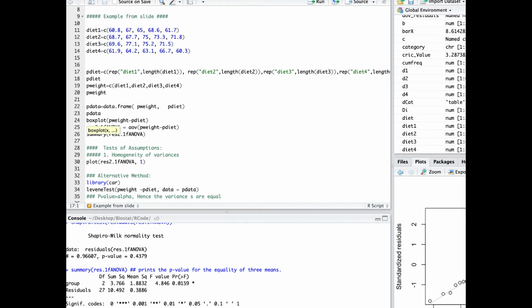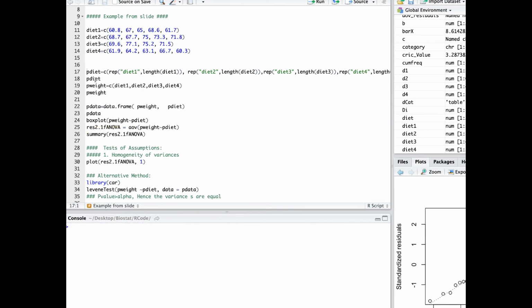So how do I do that? Look at that, P diet, that is the pig diet, okay? For the pig diet, I wrote C and then repeat diet one. How many times do I repeat?